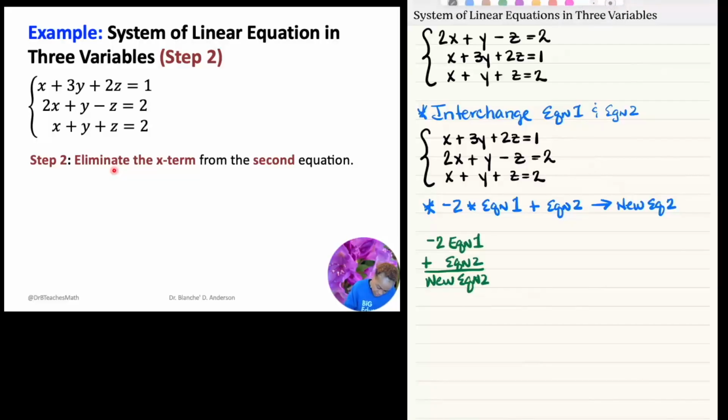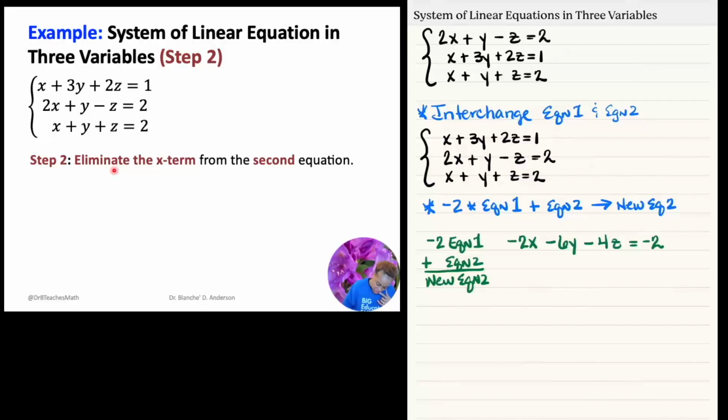So if I take -2 times equation 1, so I'm looking at this equation here, I'm going to get -2x, right? Minus 6y minus 4z equals -2. Okay, I took -2 times everything in this equation. And when you're doing equations, whatever you do to this side of the equation, you also have to do to that side of the equation. That keeps the equation balanced, okay? So we have to remember that.